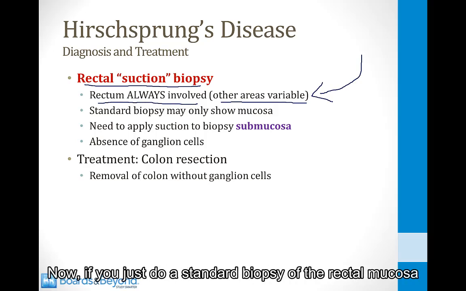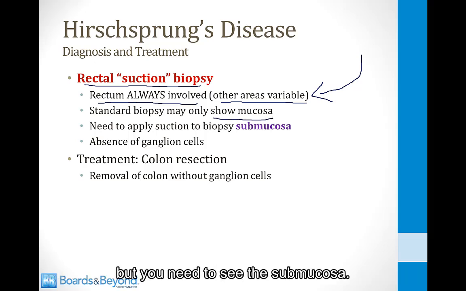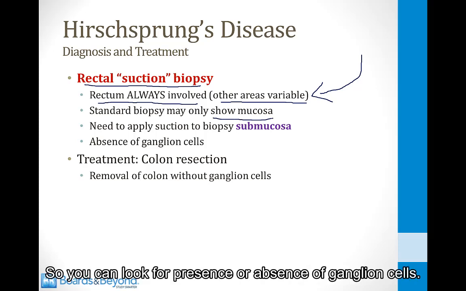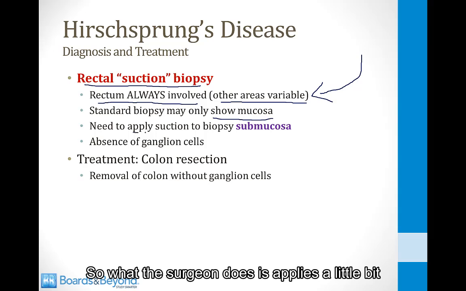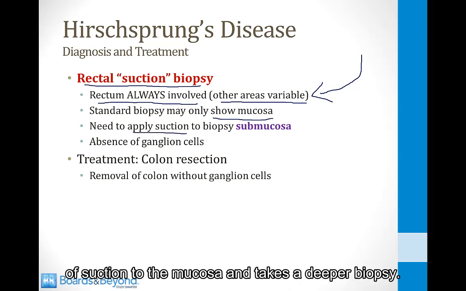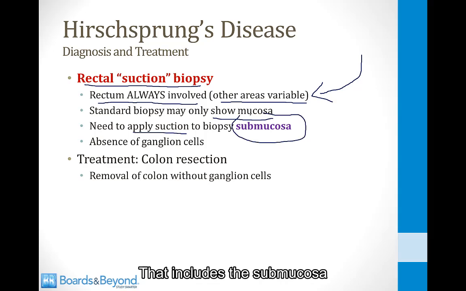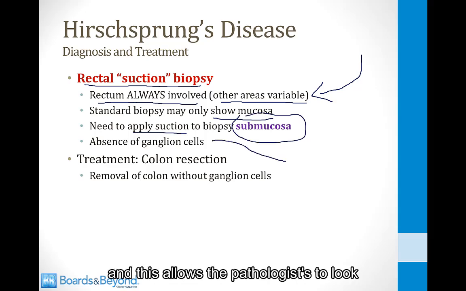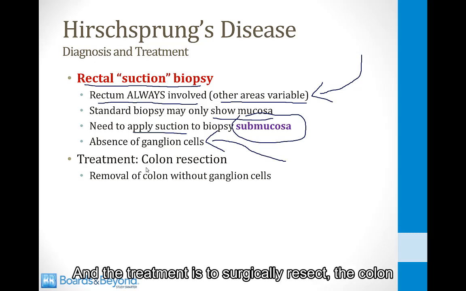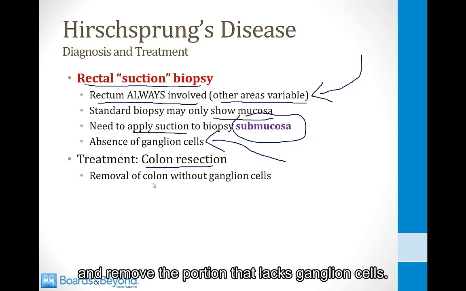Now, if you just do a standard biopsy of the rectal mucosa, you may only get the mucosa, but you need to see the submucosa so you can look for presence or absence of ganglion cells. So what the surgeon does is applies a little bit of suction to the mucosa and takes a deeper biopsy that includes the submucosa, and this allows the pathologist to look for presence or absence of ganglion cells. And the treatment is to surgically resect the colon and remove the portion that lacks ganglion cells.